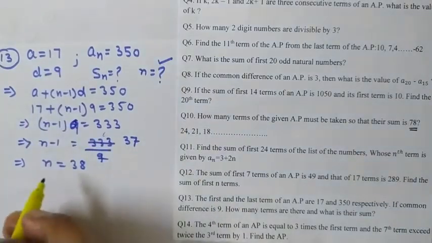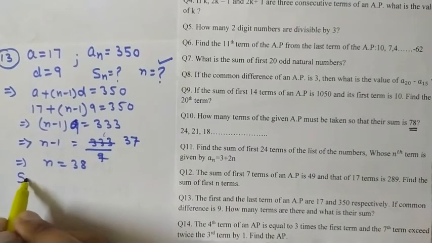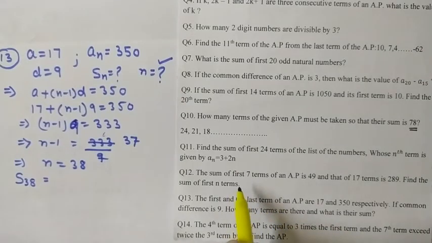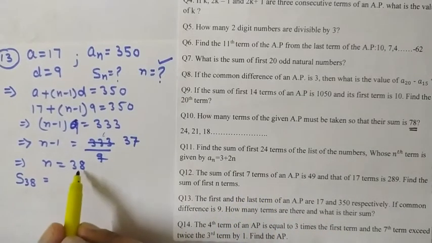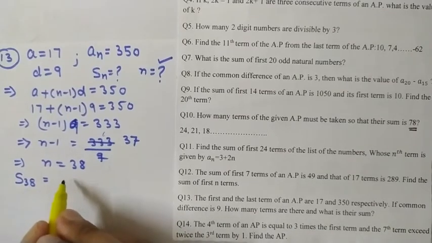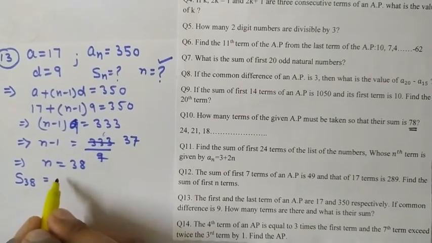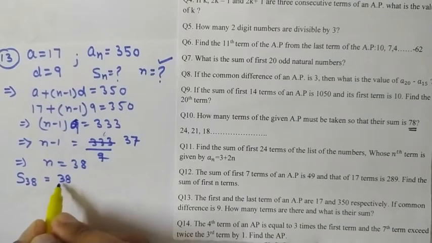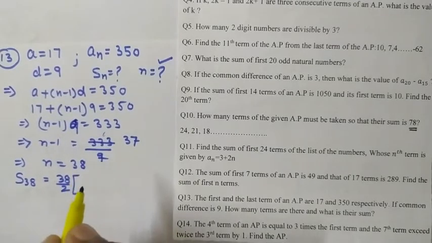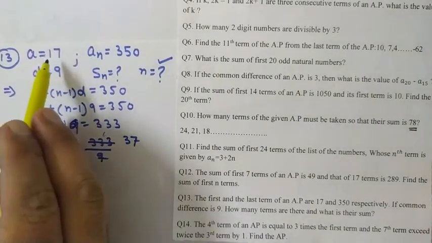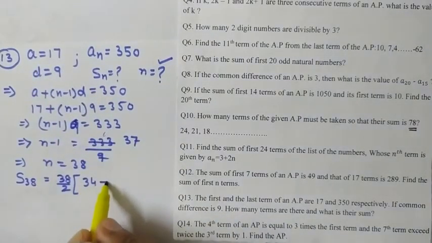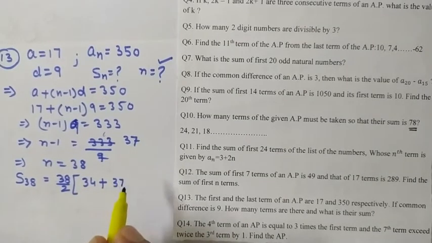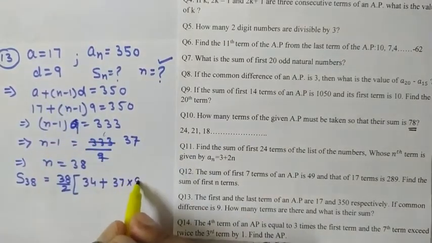So we need to find out now the sum of 38 terms also. It is asked how many terms are there and what is their sum. So there are 38 terms, and what is their sum? So as 38 we need to find out. The formula for S38 is n over 2, n is here 38, so 38 over 2 into 2a, so 2 into 17, that is 34, plus n minus 1, 38 minus 1, 37 into d, d is here 9, so this will be there.